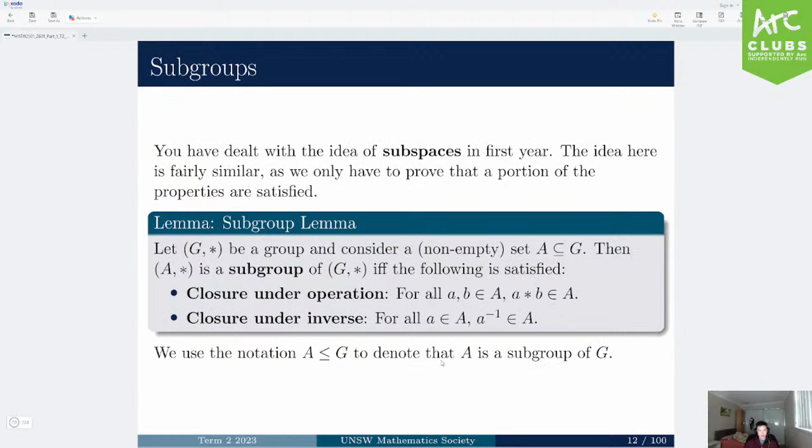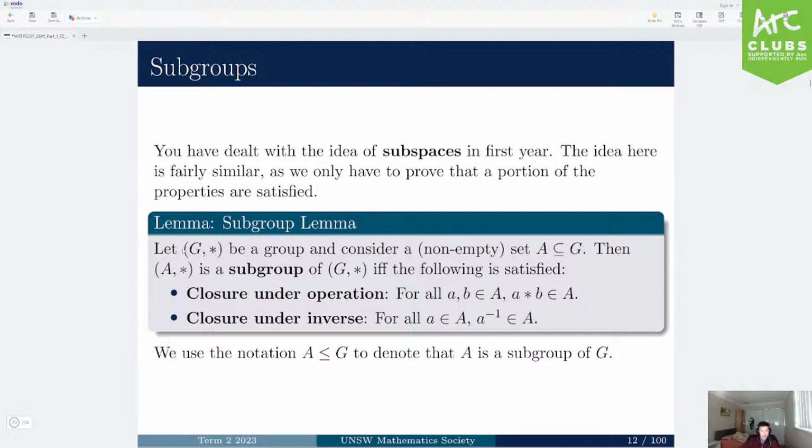And that brings us on to the next two concepts called subgroups and subfields. Back in first year, you would have dealt with subspaces, and the idea of subgroups and subfields is really similar. The main thing that you're trying to look at is closure under the operations. Okay. Now here we have a lemma, the subgroup lemma.